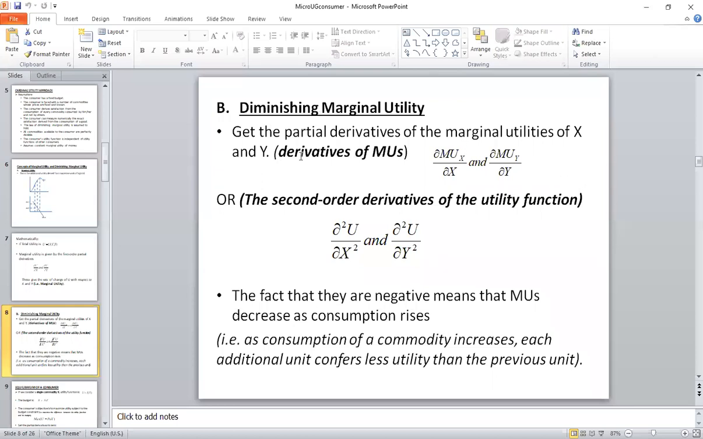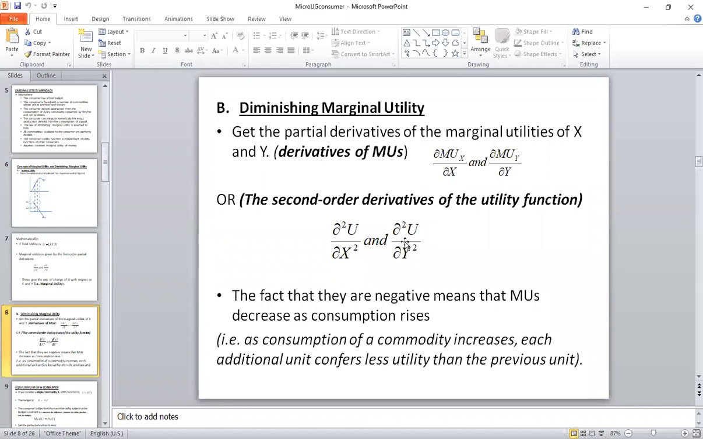In other words, we are trying to talk of the second order derivatives of the utility function. And these are written as that. So this equation here is the same as this one. I just wanted to put it in simple terms so that you understand what this means. So d squared u dx squared is the same as the derivative of the marginal utility of x over dx. So basically that is the derivatives, okay?